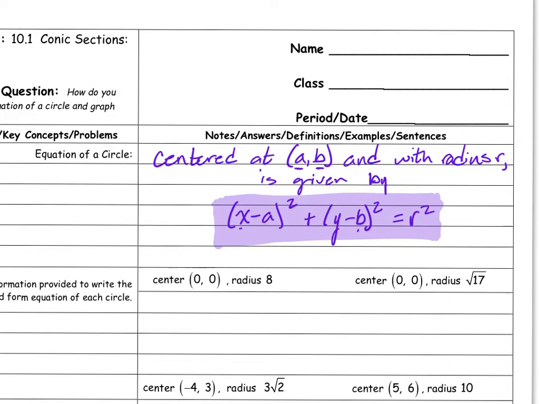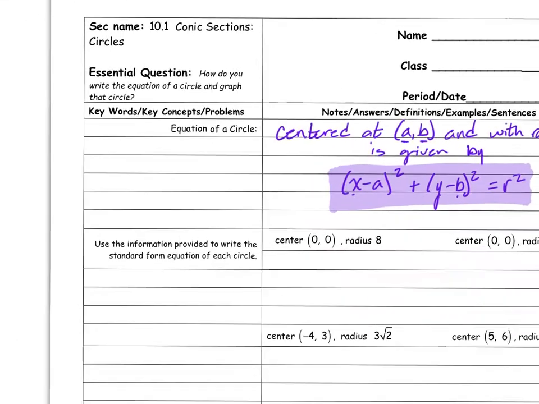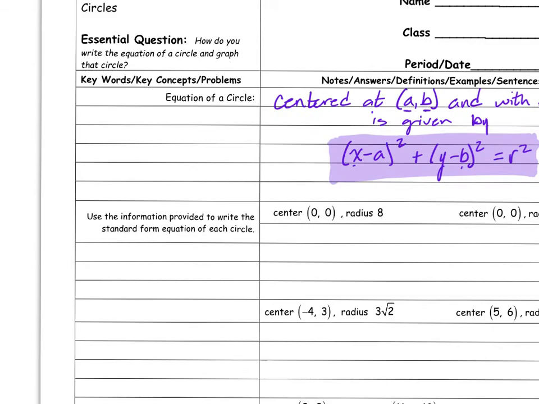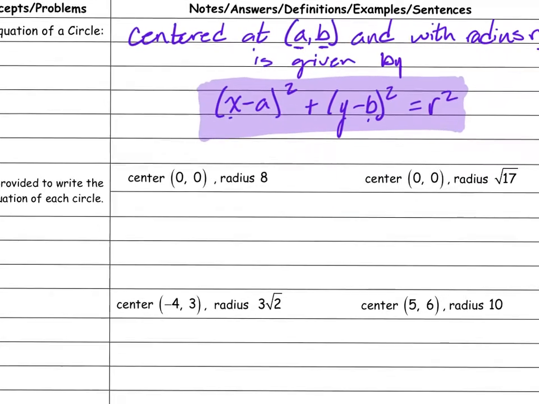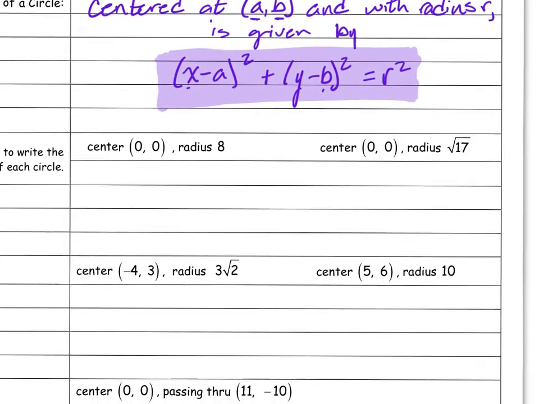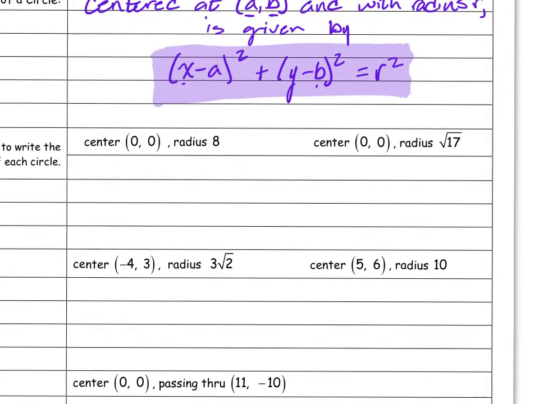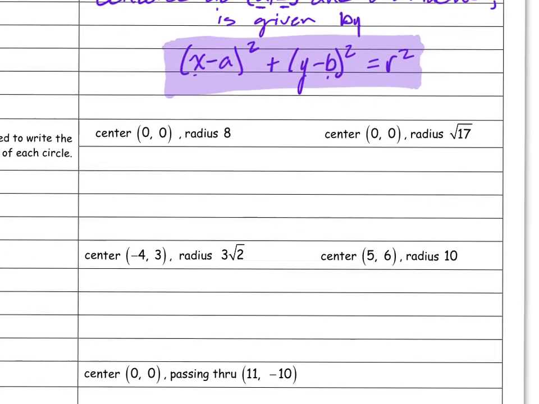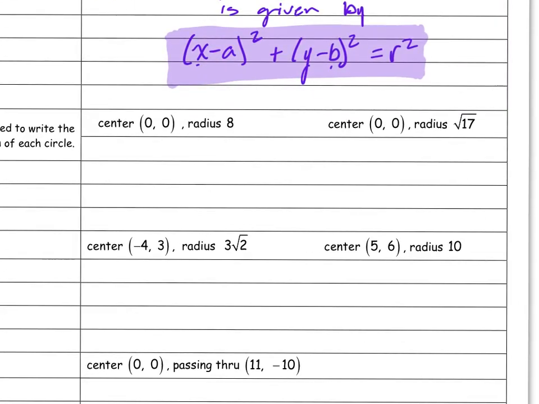So now we're going to write this out. It says use the information provided to write the standard form equation for each circle. So now I'm just going to use that equation. I'm going to try and keep it on the screen here for a little bit. I think I've got the equation on there for all four problems. So it says center (0, 0), so I've got a and b, and radius 8. So that's my r. I know what a, b, and r are, and I'm just going to substitute them into my equation.